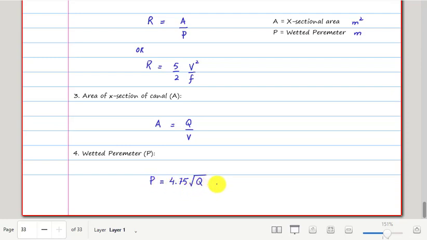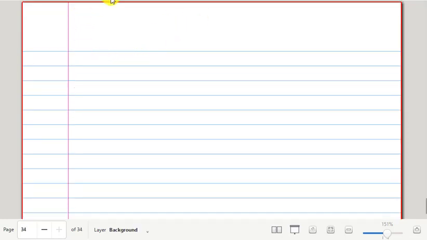So you can maybe get some sort of multiple choice question from these formulas. From this formula you can see that wetted parameter is directly proportional to under root Q flow. So if discharge is increasing, that means that your wetted parameter will increase too. Let's move to the next step, which is our fifth.